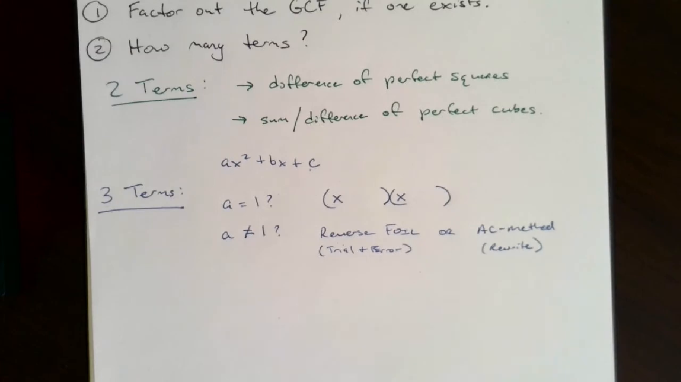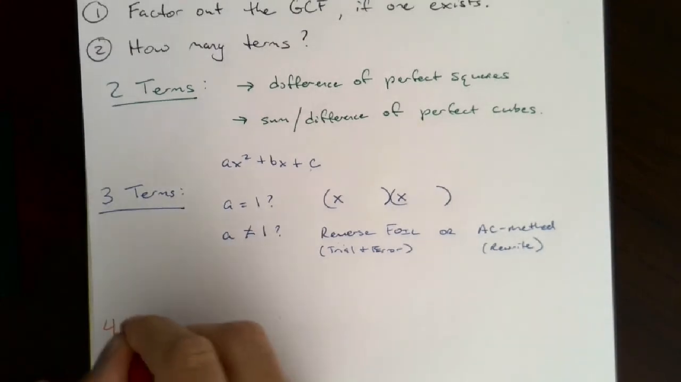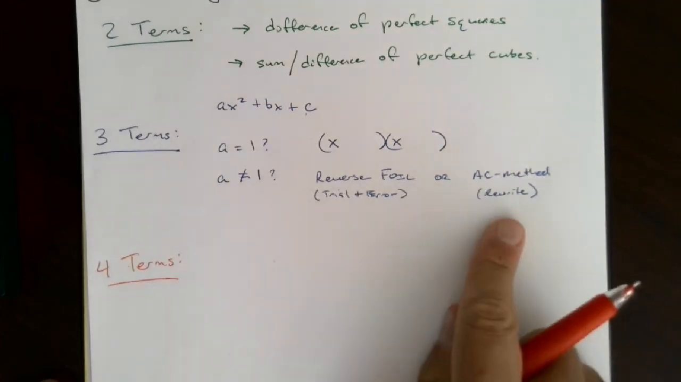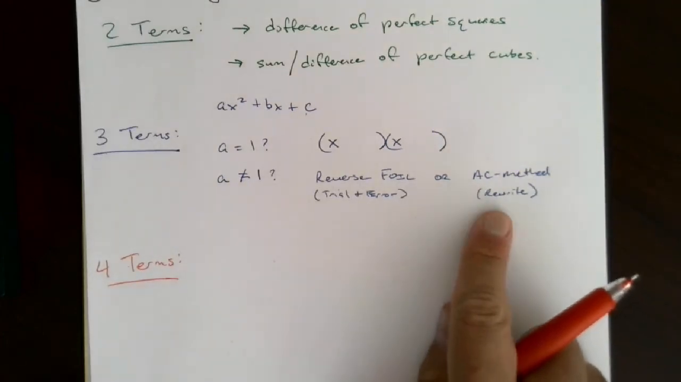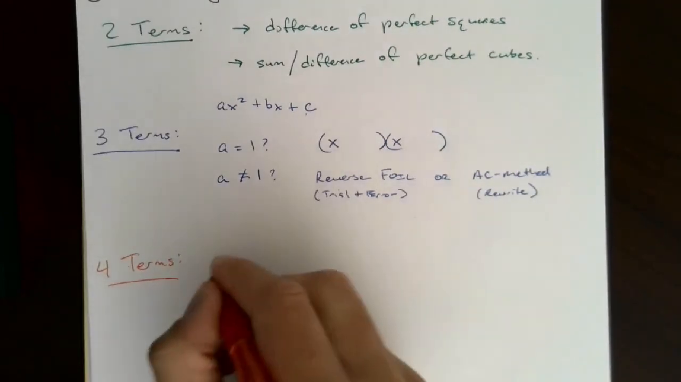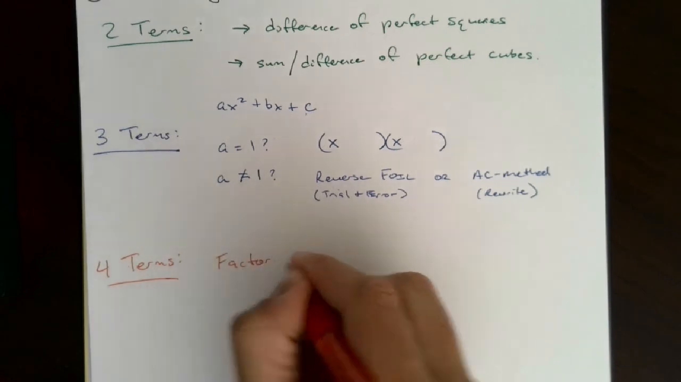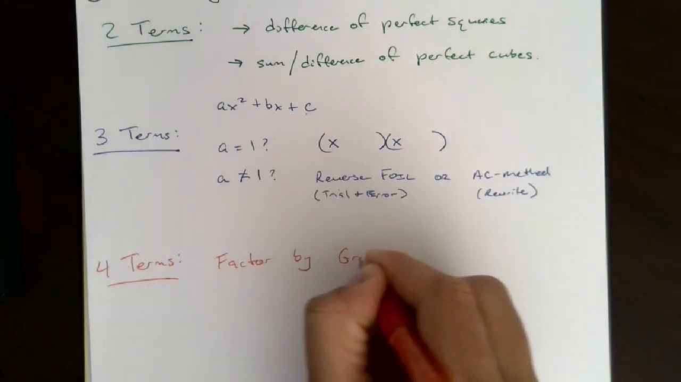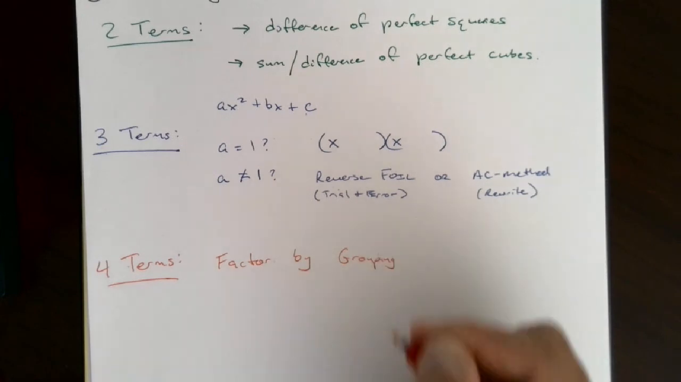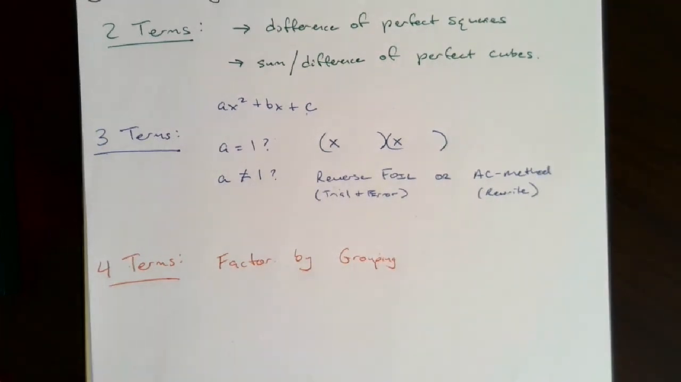And then lastly, if you have 4 terms, which is what would happen when you do the AC method, you rewrite the middle term, so it would give you 4 terms. When you have 4 terms, that's when you should try to use factor by grouping. Remember, with factor by grouping, you have 2 groups of 2, each having a GCF. You factor the GCF out from each group, and then you hope that you have a common factor left between the 2 terms that remain.